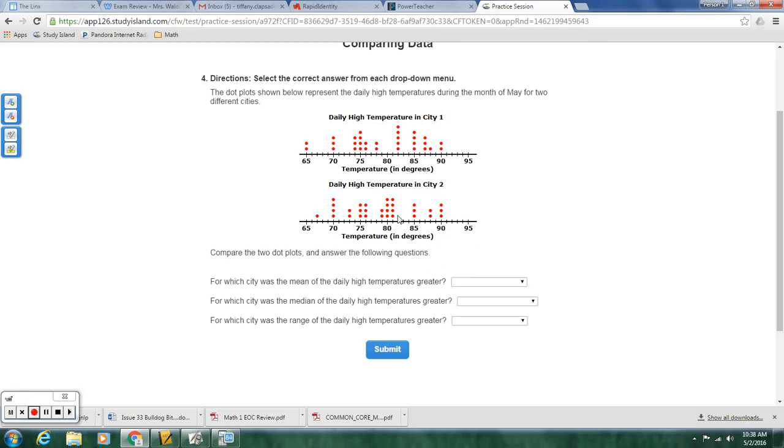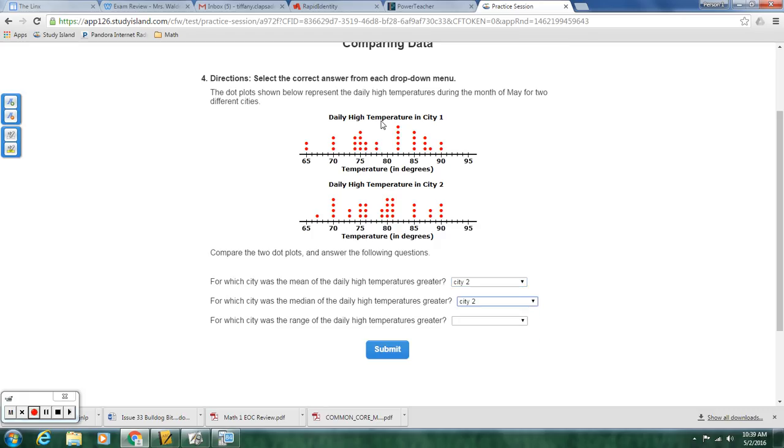Let's just take a guess though. Which one do you think has the highest average? The top one or the bottom one? City 1 or City 2? City 2? Okay. City 2 we'll say. The median, the middle number. Where do you think the middle dot here is versus here? Who's going to answer that? Take a guess. 1 or 2? City 1 or City 2? 2?